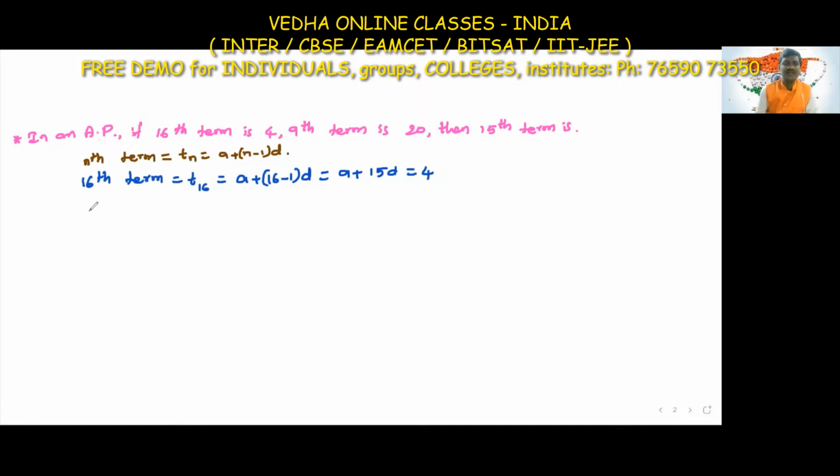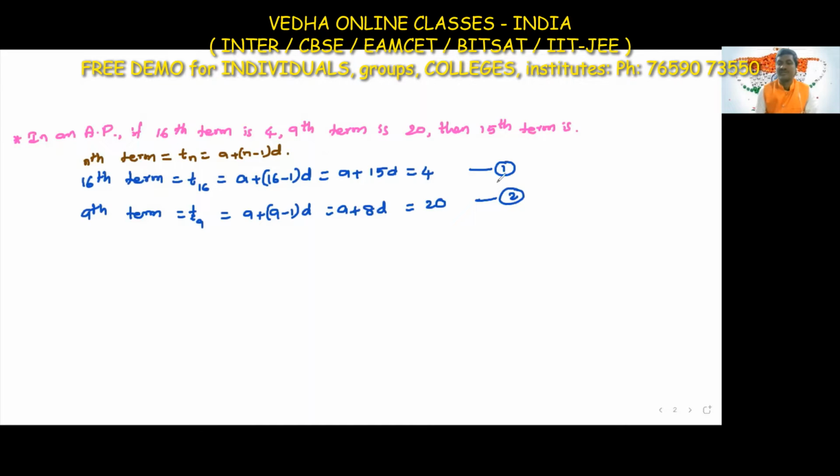The ninth term is also given. The ninth term is T9. T9 is equal to a plus 9 minus 1 into d, which is a plus 8d. A plus 8d is equal to 20. Now he is asking for the 15th term.